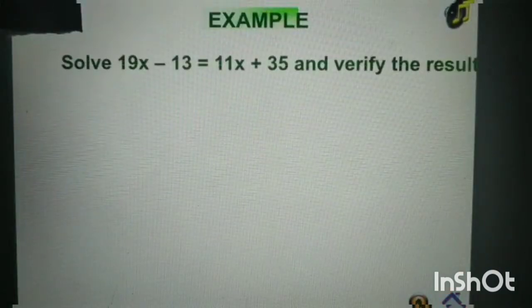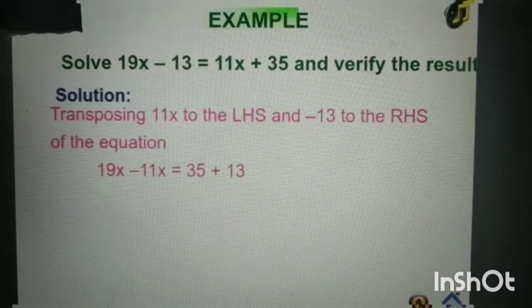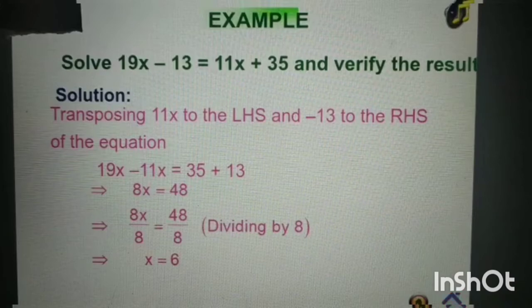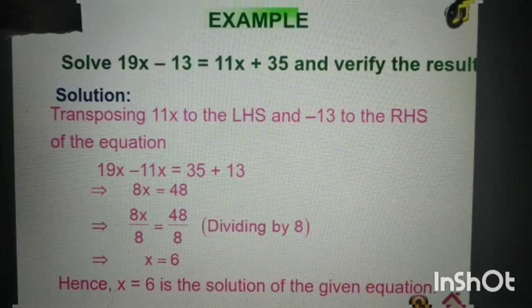Let us solve an equation using transposition. Solve 19x minus 13 is equal to 11x plus 35 and verify the result. We transpose 11x to the left-hand side and minus 13 to the right-hand side and find that 19x minus 11x is equal to 35 plus 13. On simplification, we find that x is equal to 6. Hence, x is equal to 6 is the solution of the given equation.